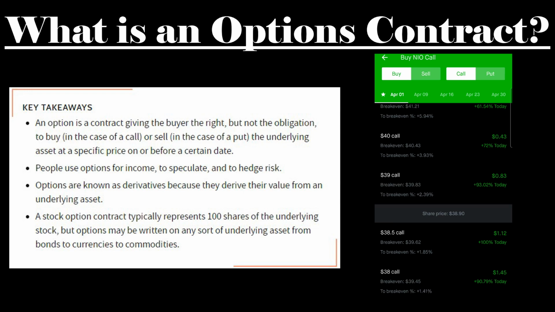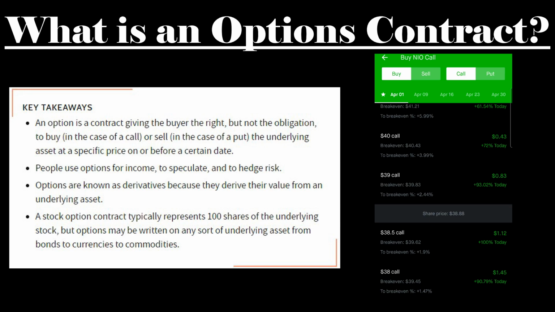And what they're hoping for is that before April 1st or by April 1st, which is the expiration date, NEO goes to $39 or above so they can make money. If NEO does not make it to $39 or stagnates or goes down, this option expires worthless and the buyer loses $83.